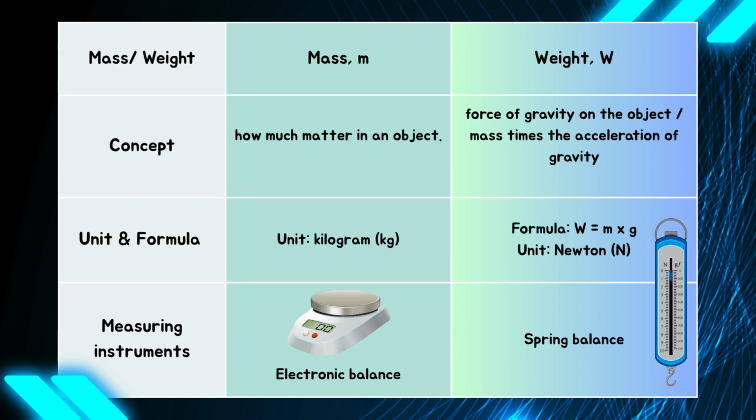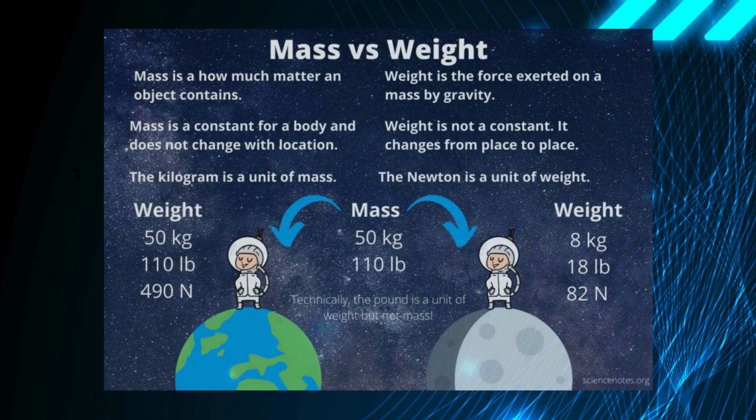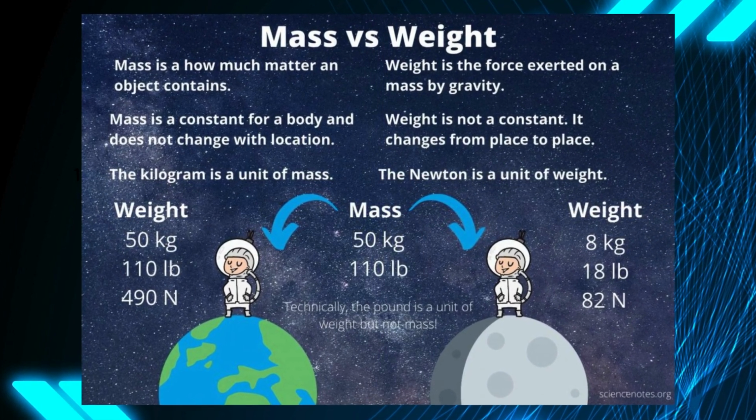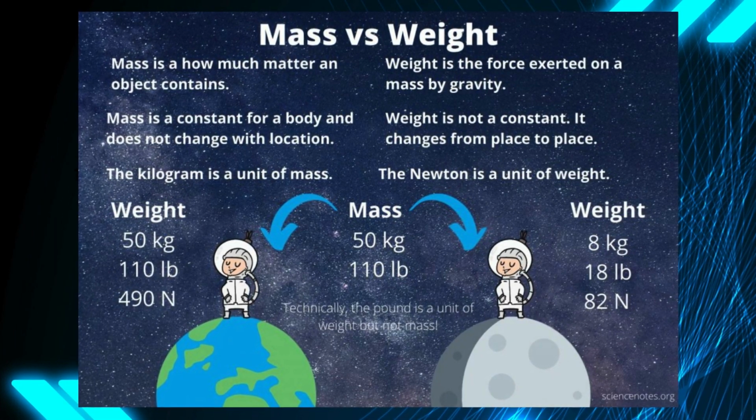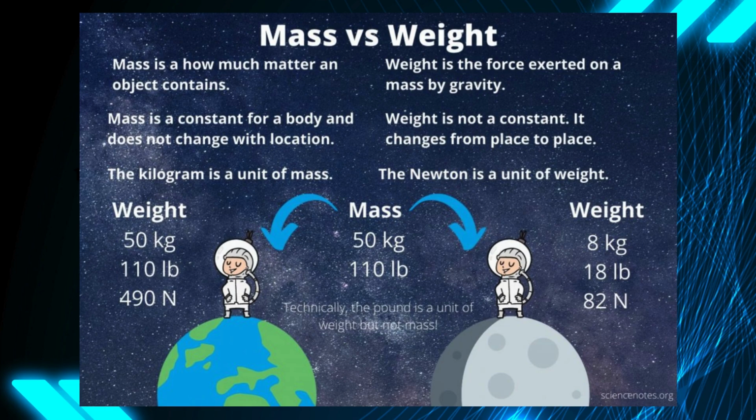For measuring instruments, if we want to measure mass, we have to use an electronic balance or weighing scale. And if we want to measure weight, we have to use a spring balance. Mass is constant for a body and does not change with location. It stays the same everywhere. But weight is not a constant. It changes from place to place depending on the gravitational acceleration in that place.